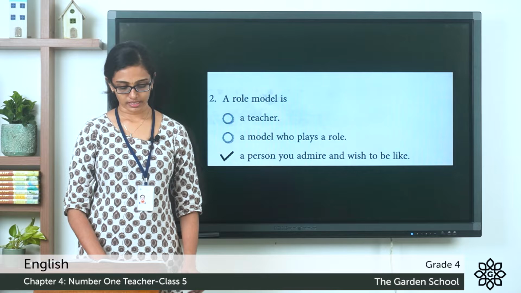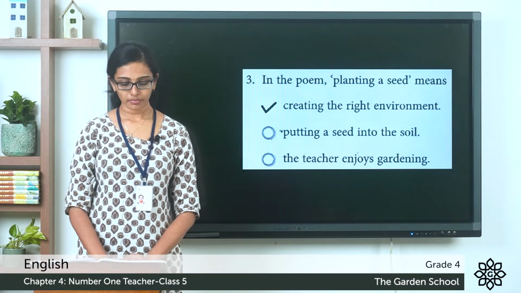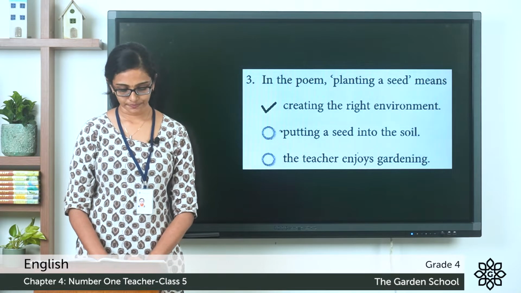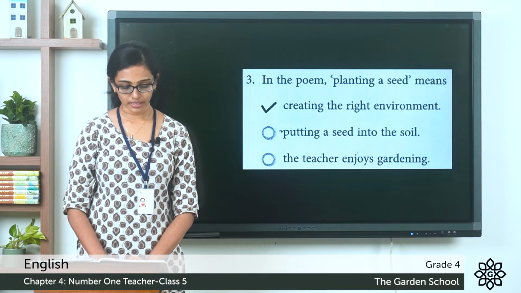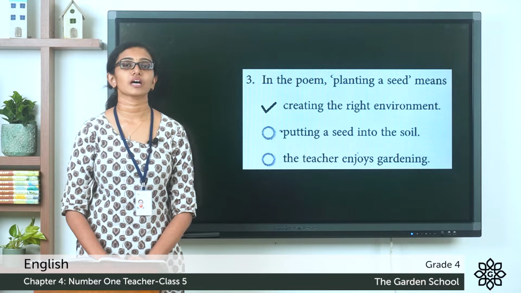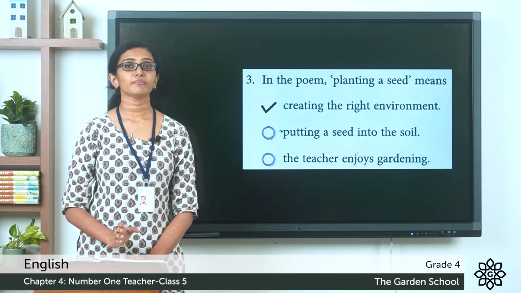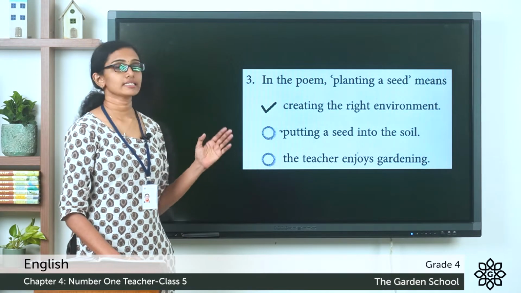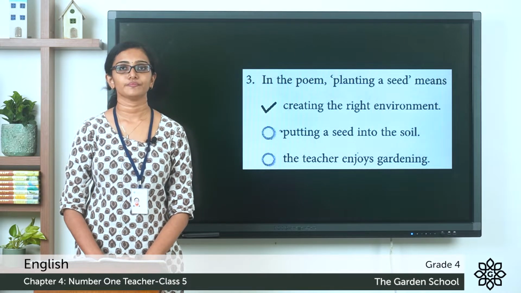Now, the third question. In the poem, planting a seed means, is it creating the right environment, putting a seed into the soil, or the teacher enjoys gardening? So in the poem, planting a seed means creating the right environment.